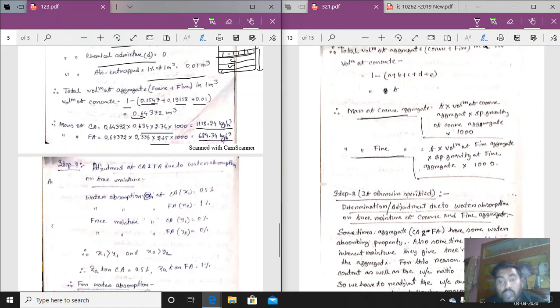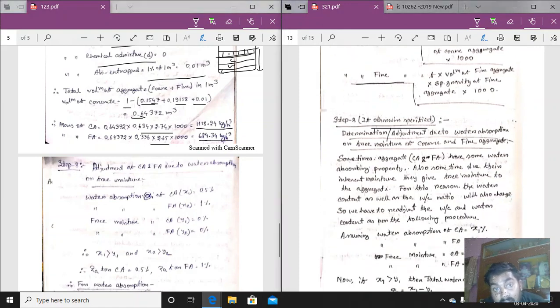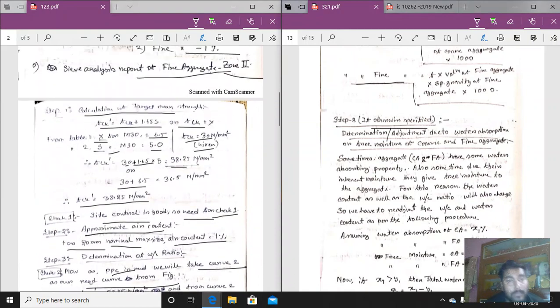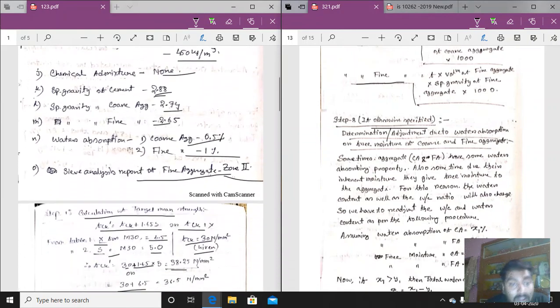Now coming to step number 8, if otherwise specified. Let us check if the water absorption or free moisture is specified or not. It has been specified that the water absorption of the coarse aggregate and the water absorption of the fine aggregate are given.